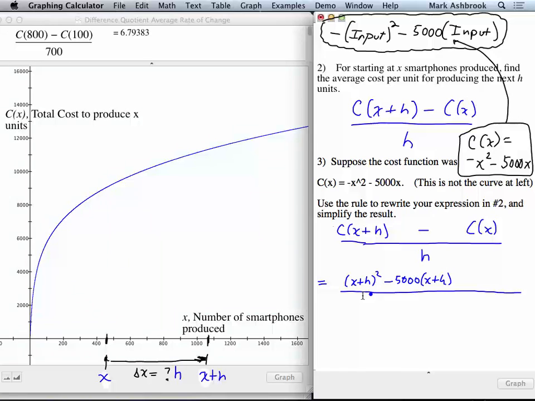Okay, let's stop right there. Is that exactly right? Missing one thing. There's a negative that I'm missing. See that? Maybe you said it and I didn't hear you. And then I'm going to subtract that from negative X squared minus 5,000X, over H. Let's stop right there and check and see if that's what you got. Agree? I see some nods. Looks good.